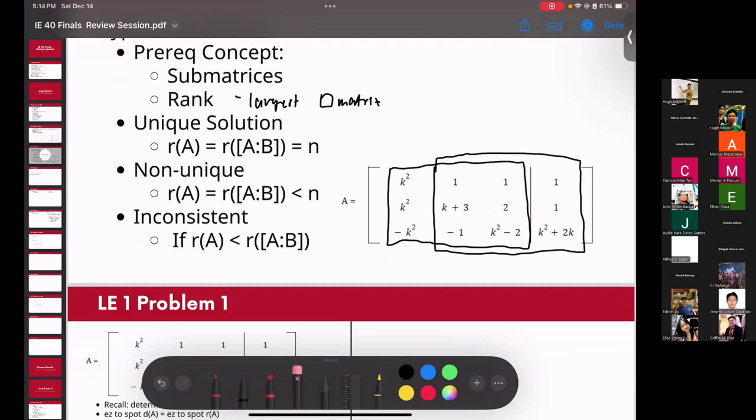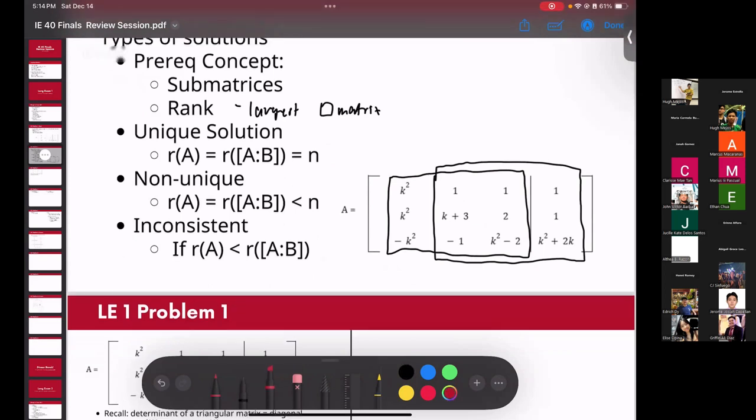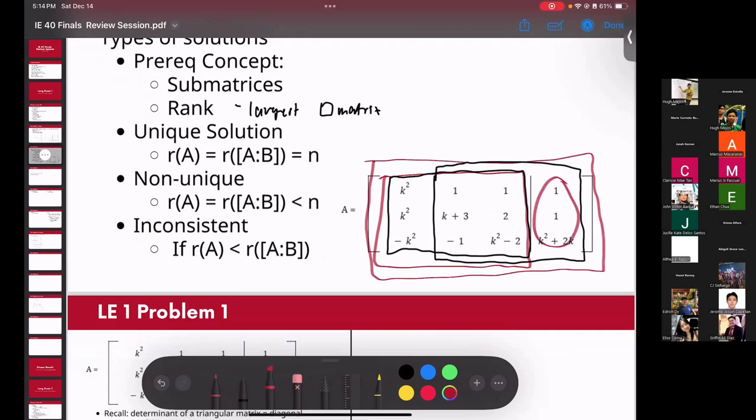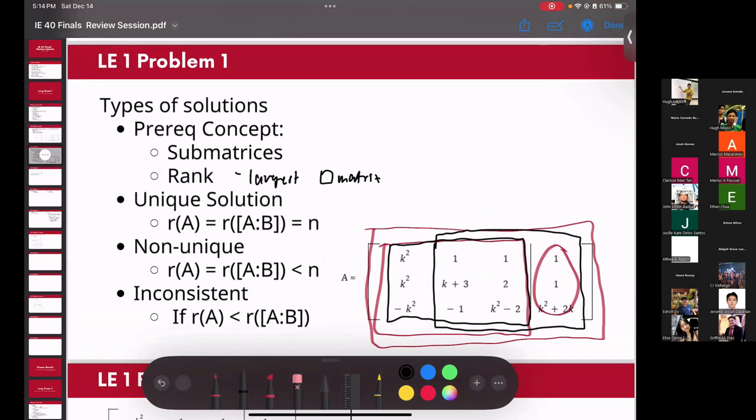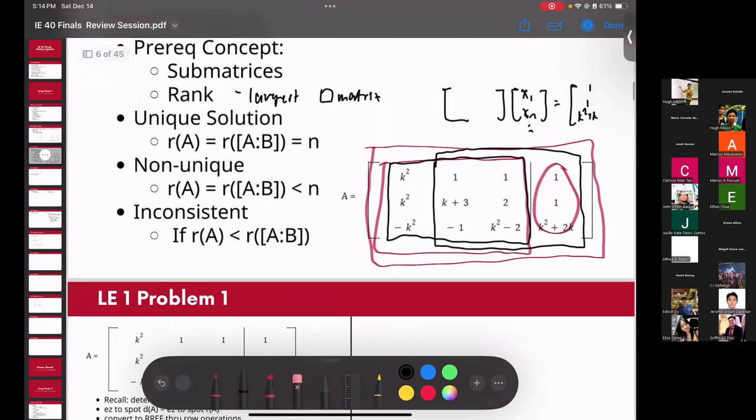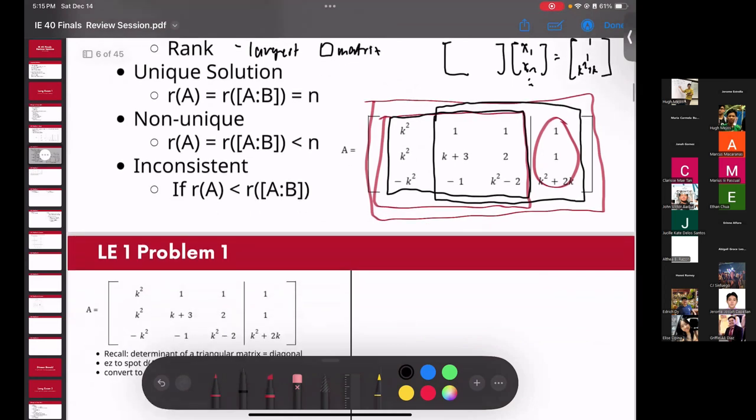Because for unique, non-unique, and inconsistent solutions, it depends on what the rank of the original matrix and the augmented matrix is. So the original matrix is this part, the one without the line, and then the augmented matrix is this whole thing, including the right-hand side. Because this is technically just rewritten as the original matrix here, and then you have x1, x2, etc. And then you have the right-hand side. So you just smush them together. That's the augmented matrix. So just a refresher in case we needed to recall that.